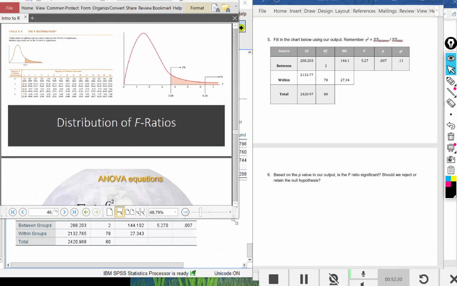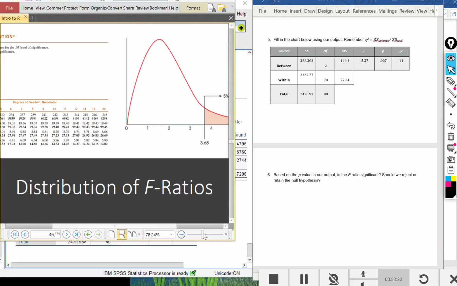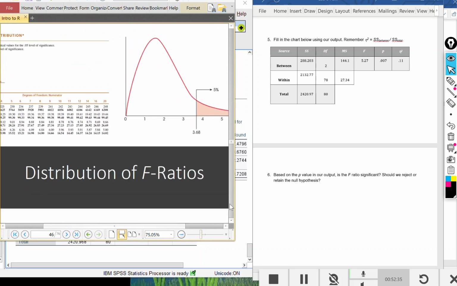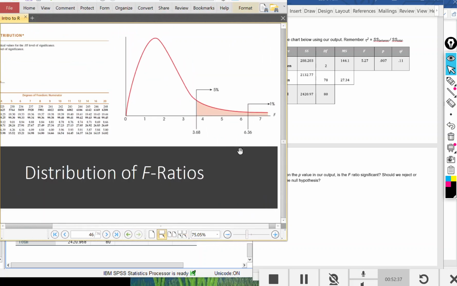I don't know if you can see that really clear. I'm going to have to zoom in a little bit. Yeah, that's just right. So as you see right here, 3.68, if alpha level is set at 5%, then that would be the threshold of statistical significance. And we do see that it met that threshold with an F value of 5.27.